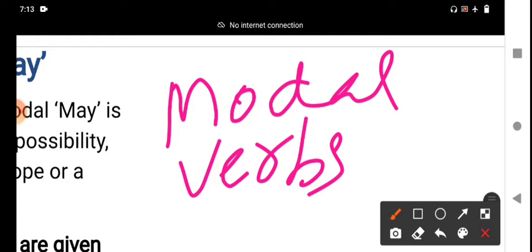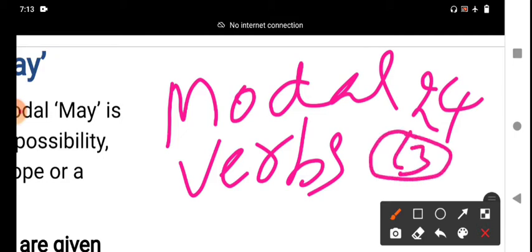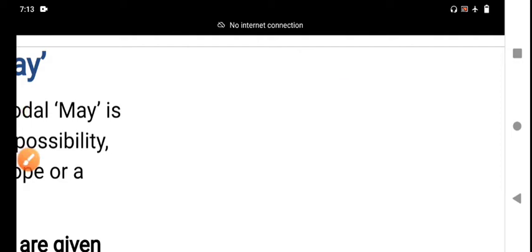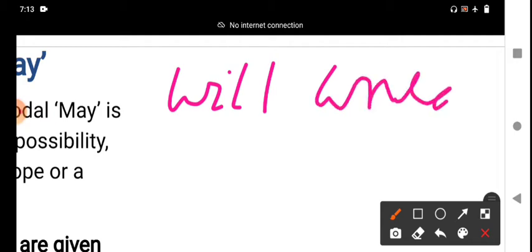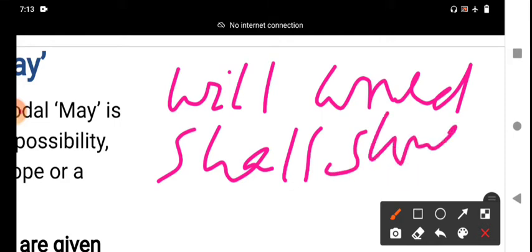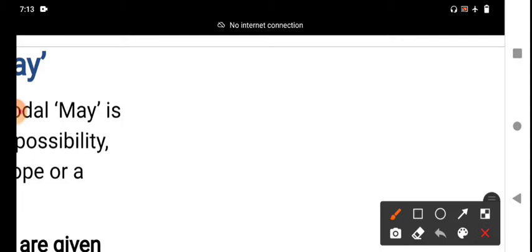We have already known auxiliary verbs are 24, and 11 are the primary auxiliaries. These are called modal auxiliaries. Modal auxiliaries are 13 in number. Already we have discussed the modal auxiliaries will, would. This class has been completed, and also shall, should. These are the functions of shall and should in language functions. I have explained you in detail in the last 2 classes.